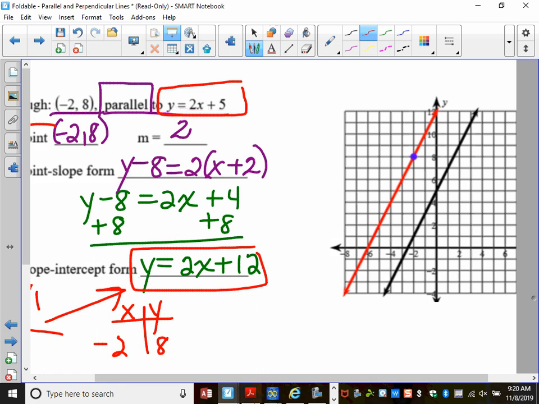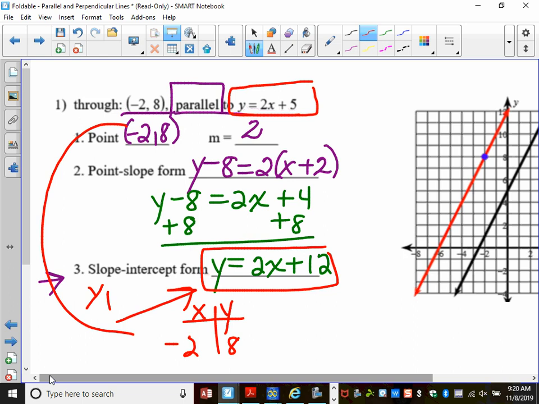And are there any questions for the first example? It's pretty easy because once you guys already know how to put things in point slope form and solving for y, we just have to make sure we're using the correct slope. Okay.